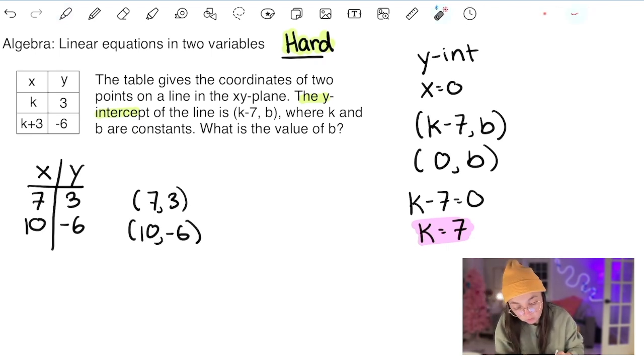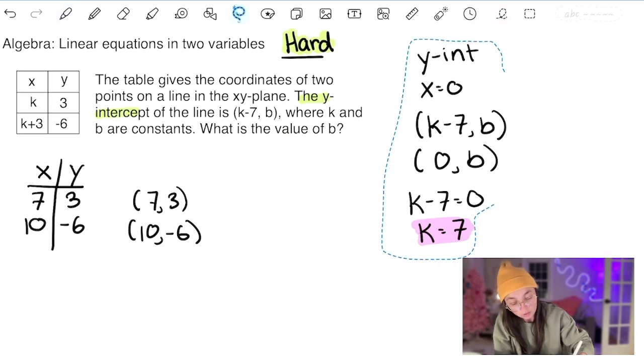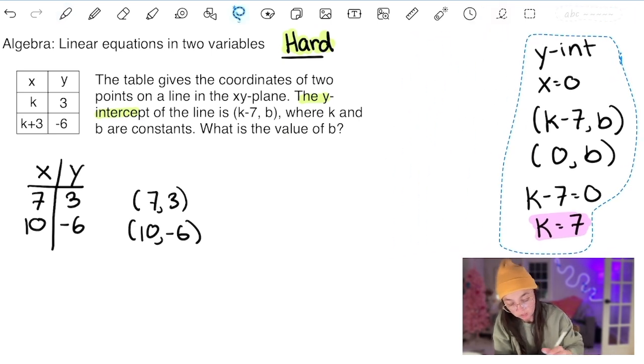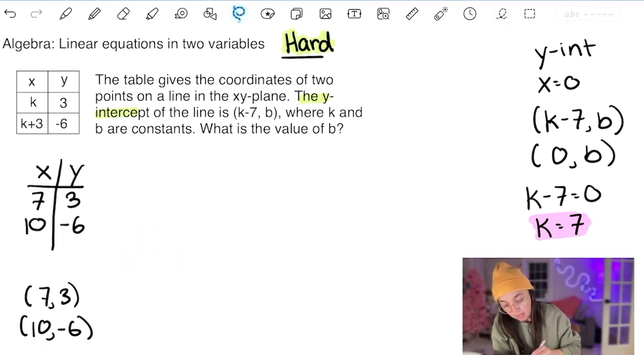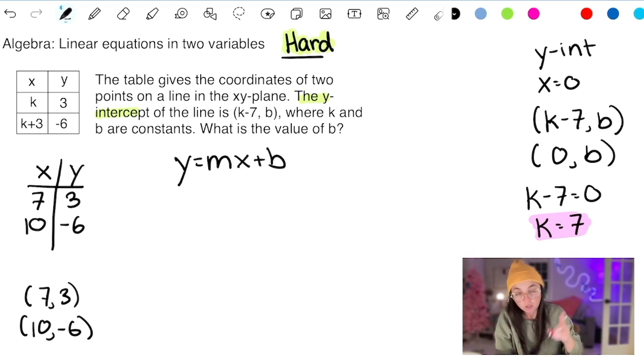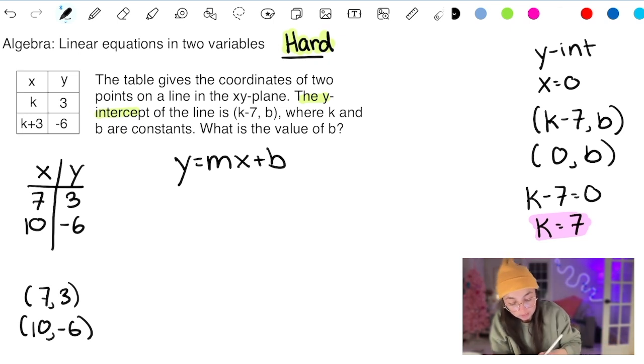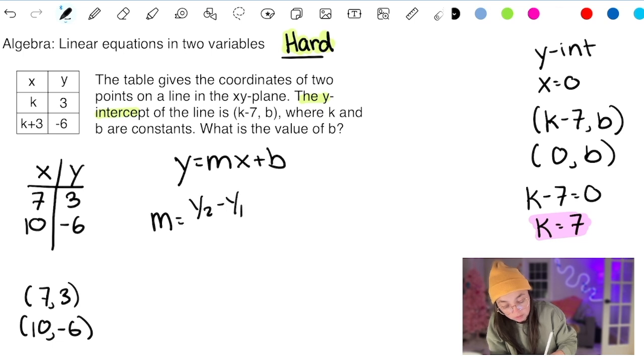Now, what are we looking for in the first place? We're looking for the value of b. We're looking for the y-intercept. So what we're essentially going to end up doing, let me make some room, is creating a linear equation. So that's y equals mx plus b. So we're building an equation, y equals mx plus b. So how can we find m? How can we find the slope? One of the ways is by using the slope equation. m equals y2 minus y1 over x2 minus x1.